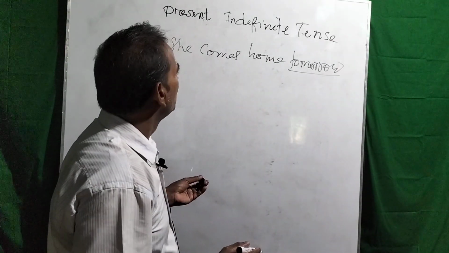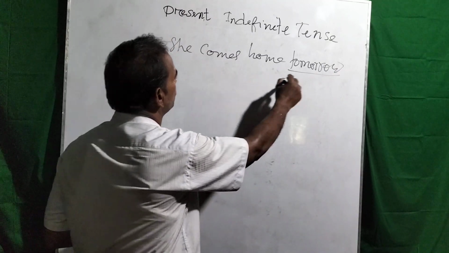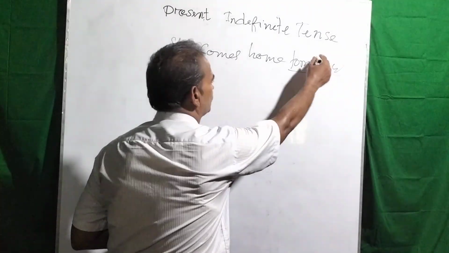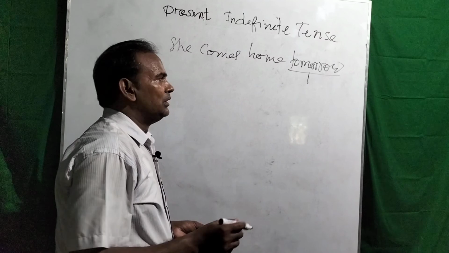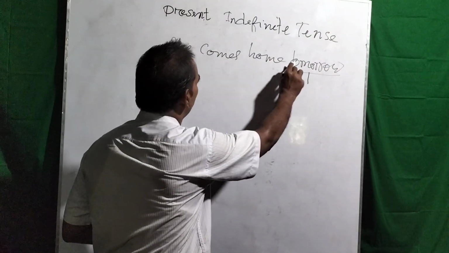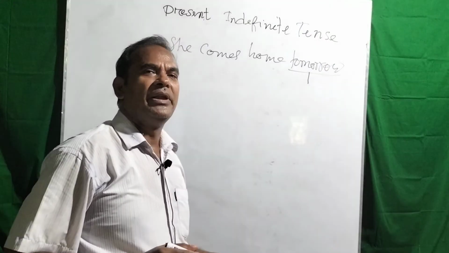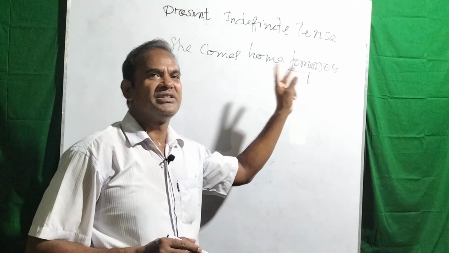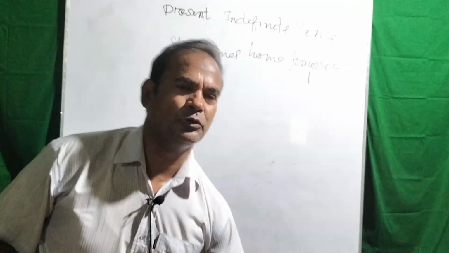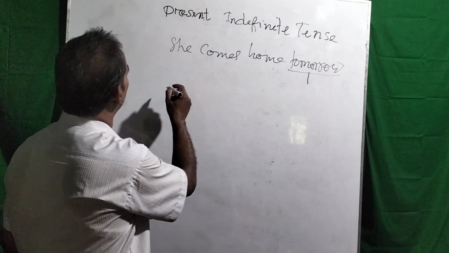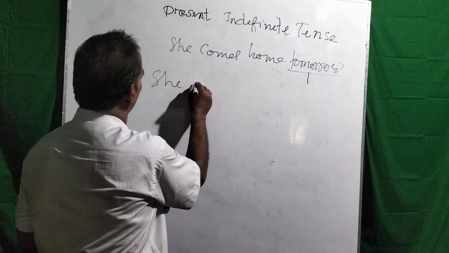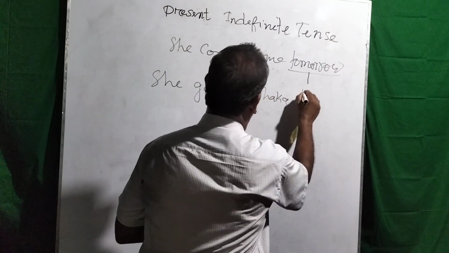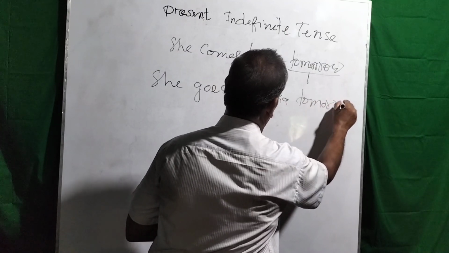The near future is actually used with some near future words or adverbs of time. Suppose tomorrow is the near future time, and the sentence is in the present indefinite, but actually the meaning is giving direction to the future time, that is near future time. Or we can say, she goes to Dhaka tomorrow.